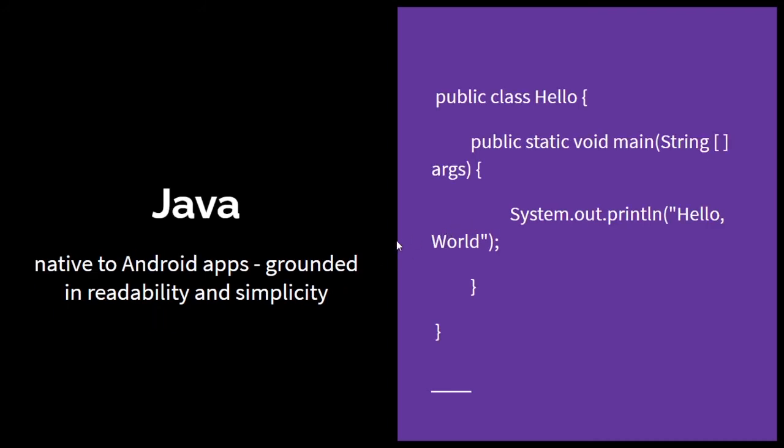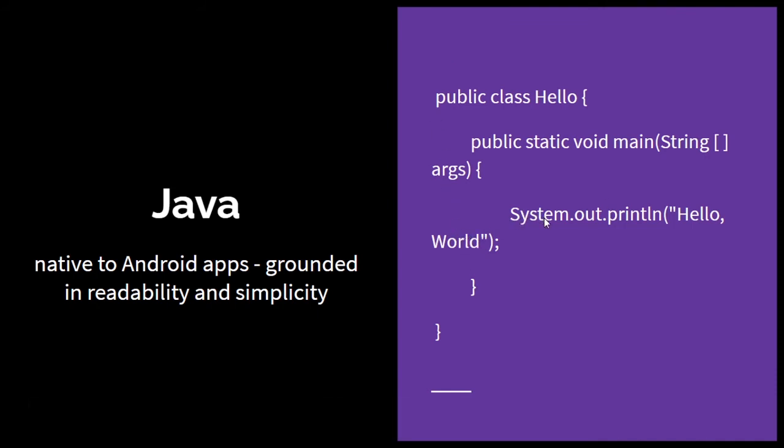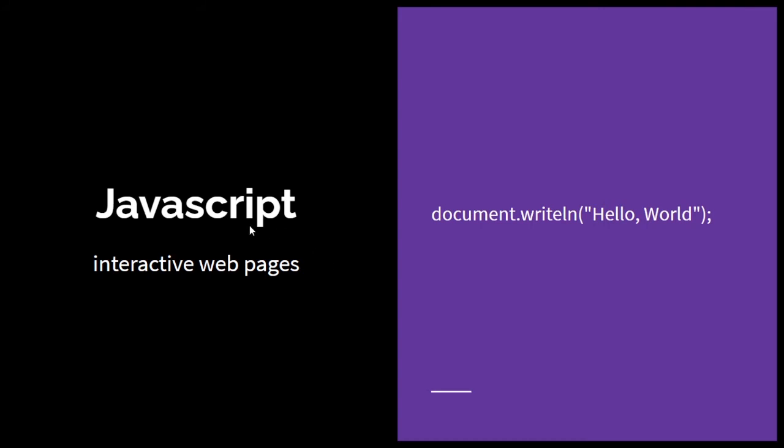Then there's Java, which is native to Android apps and grounded in readability and simplicity as well. So there's a little bit more, but it kind of makes sense. I'm telling the system, the computer, to output, to go out of it. I want it to print a line. That's what LN stands for, hello world. So that's how that breaks down.